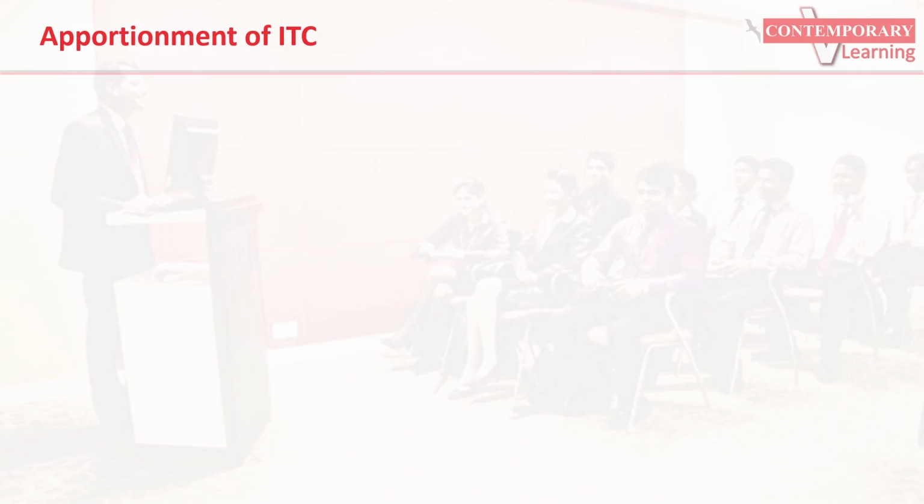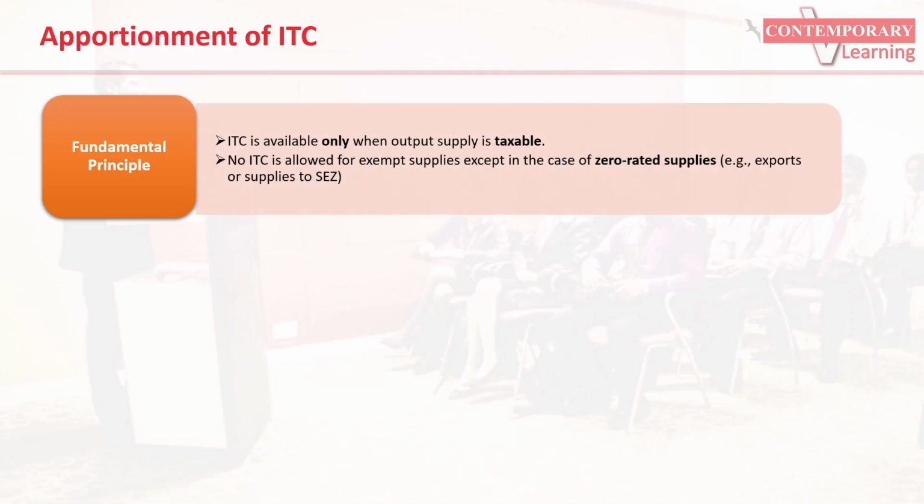Let me start with a fundamental principle that governs input tax credit in GST. The rule is quite straightforward. ITC is available only when your output supply is taxable. Now, what does this mean in practical terms? If you are making exempt supplies, supplies that are not subject to GST, you cannot claim input tax credit on the inputs used for those exempt supplies.